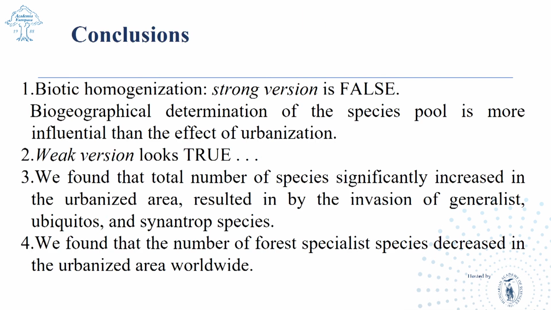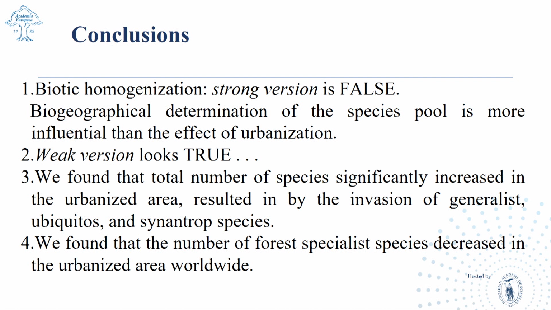So that means that the strong version of the biotic homogenization hypothesis is definitely false, even if you argue that there are a few species which are invading the cities in each continent. And of course, you may find other examples like isopods, which moved by the soil and are able to survive in the greenhouses of the large cities, and so on and so on. But still, as a general statement, the strong version of the biotic homogenization is definitely false, because the biogeographical determination of the species pool is more influential than the effect of urbanization.